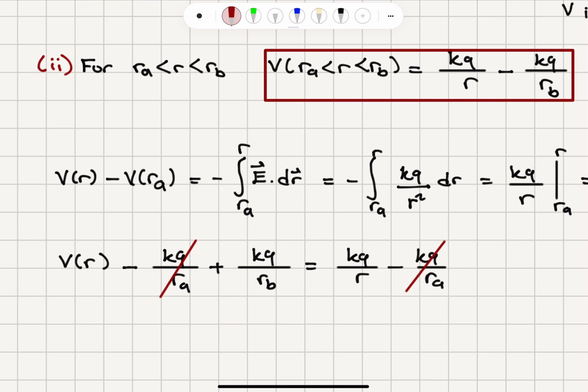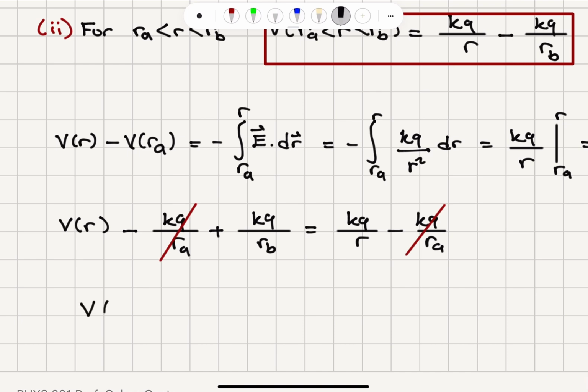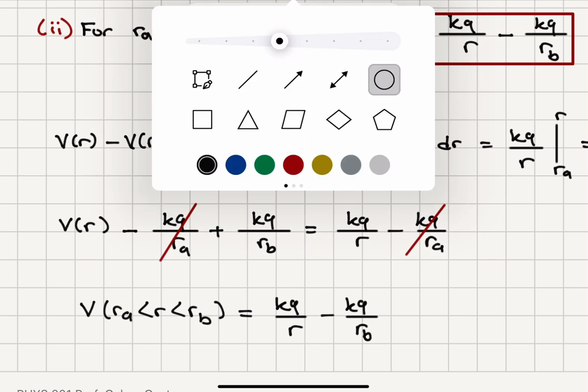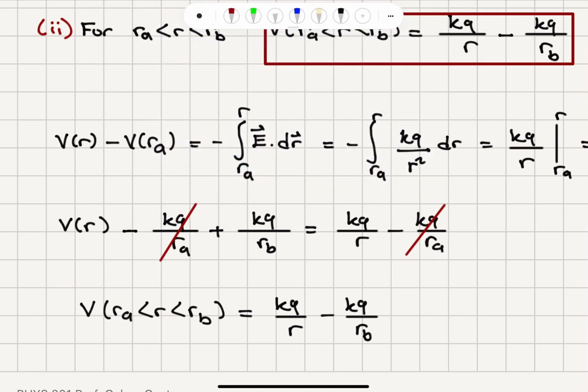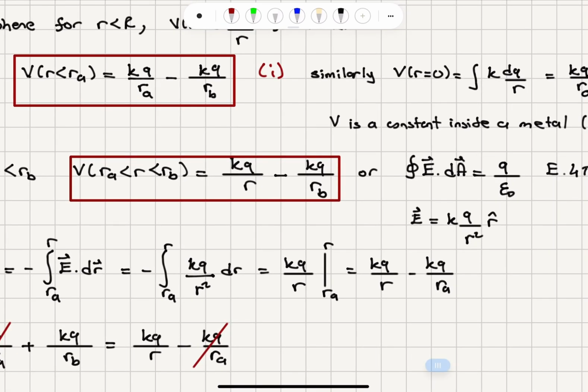the potential for this region, V of r between Ra and Rb, equal to kq over r minus kq over r sub b. The same answer. Okay, so using the superposition principle, knowing the result for an individual metal sphere or spherical shell.